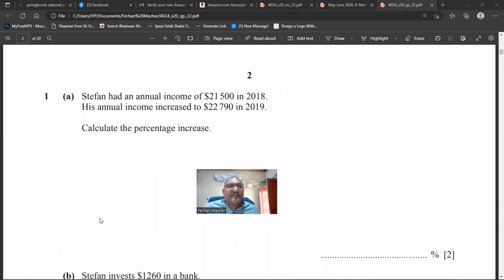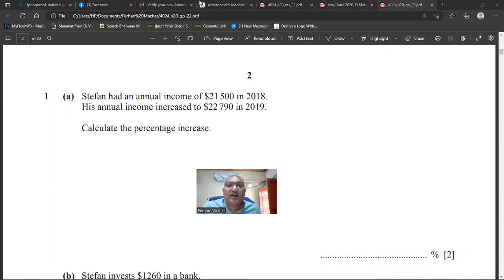The question number 1 is Stephen had an annual income of $21,500 in 2018. His annual income increased to $22,790 in 2019. Calculate the percentage increase. You know the old value, you know the new value. So first of all, find the increase in the income. So that will be 22,790 minus 21,500. So you will get the increase, then increase divided by the previous value or the old value or the original value, multiply 100. And that will give you the percentage increase.